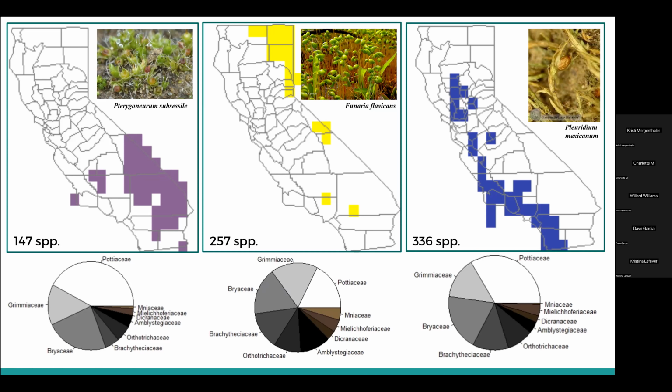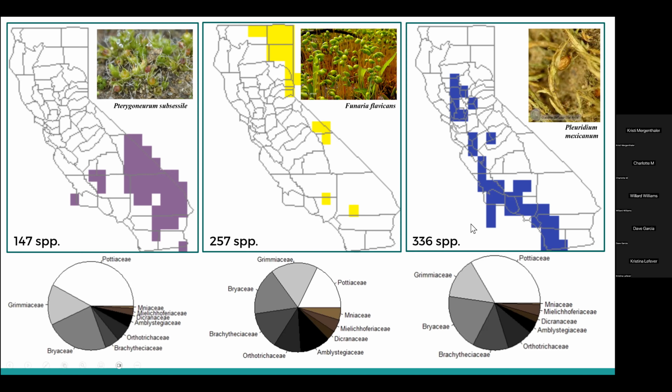Next, moving to this Great Basin region here in yellow. There are 257 species in this region, including one state endemic. It may occur elsewhere in the country, but certainly in California, it only occurs here: Funaria flavicans. And here, in terms of the family distribution of species composition, there's a broader spectrum of groups represented. So Grimmiaceae, Pottiaceae, Bryaceae, Brachytheciaceae, all kind of the same relative abundance in this Great Basin area.